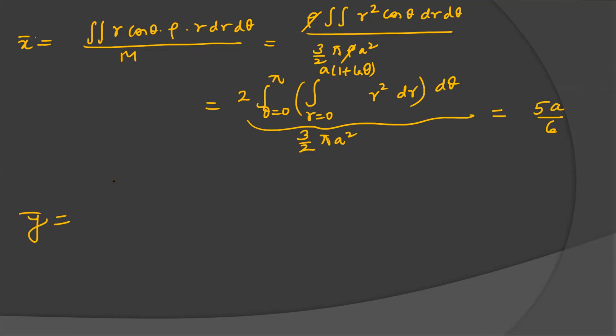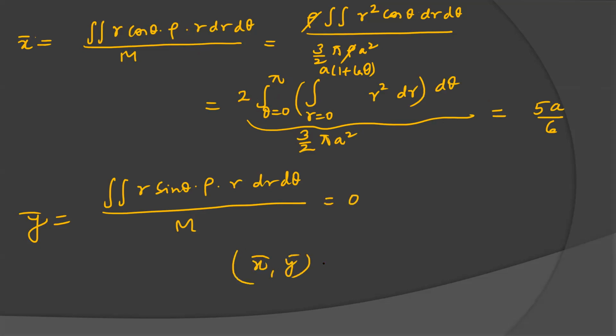And similarly, y bar equal to r sin theta rho into r dr d theta over mass, and this will be equal to 0. So the center of gravity is going to be 5a by 6 comma 0, and mass I have already told you. Second example I am taking in the Cartesian system.